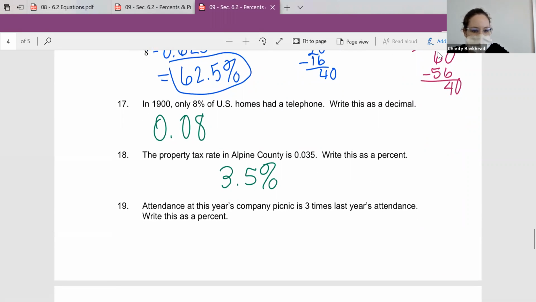All right. Attendance at this year's company picnic is 3 times last year's attendance. Write this as a percent. Does anyone know what that answer is? 300%. Yep, if it's 3 times what last year was, that means it's 300% of last year.